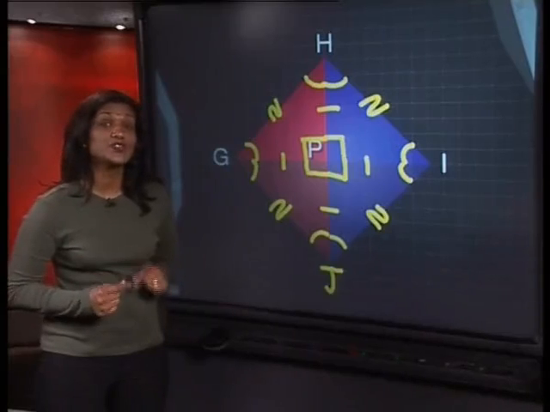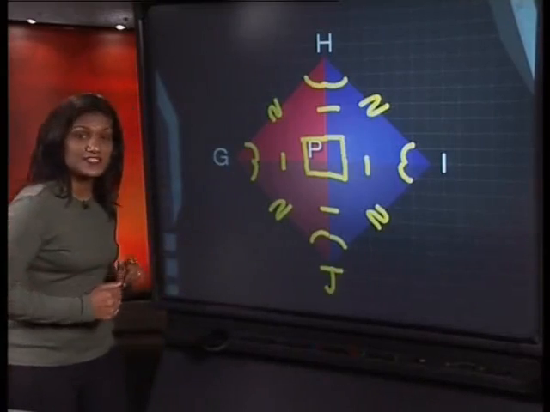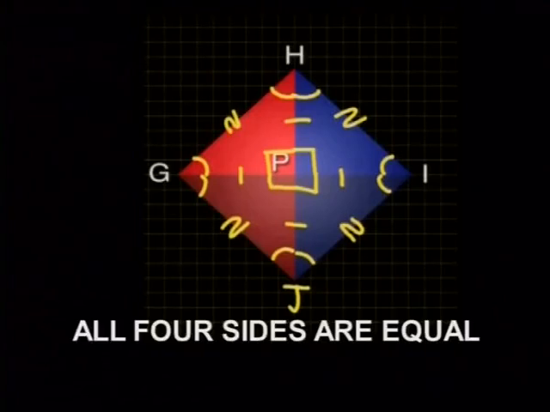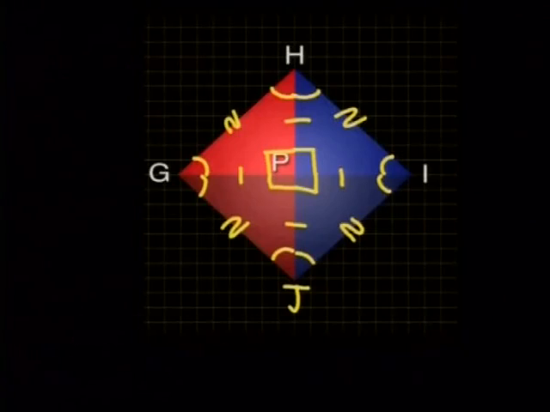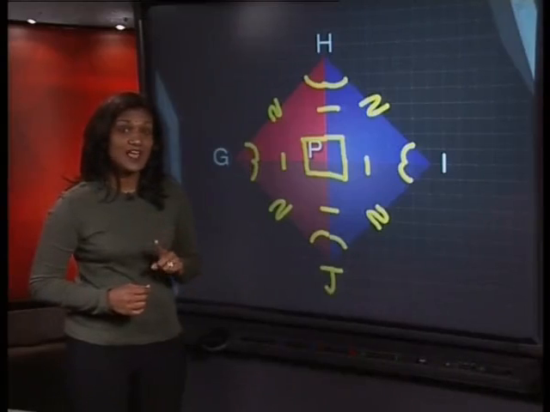So now we can use this information to find all the properties of a square. Let's start with the lengths of the sides. We know that all four sides are equal to one another. All the angles of the square are also equal to one another. Do we know the sizes of these angles?